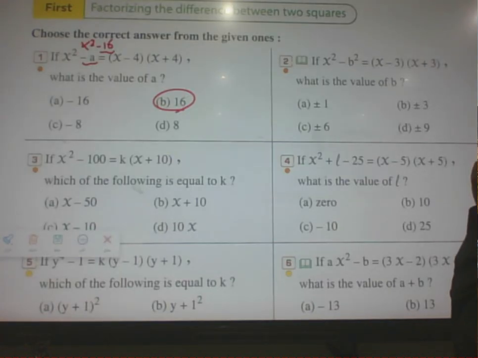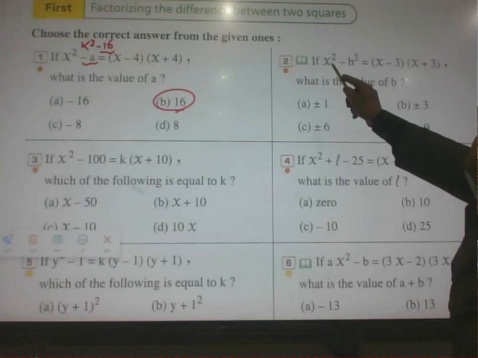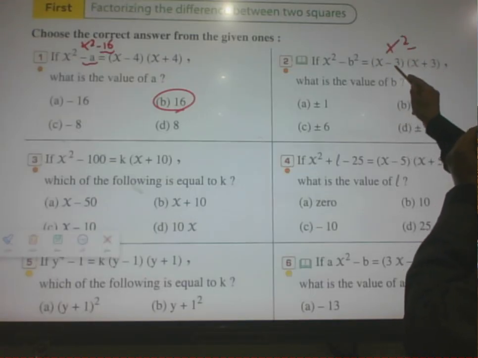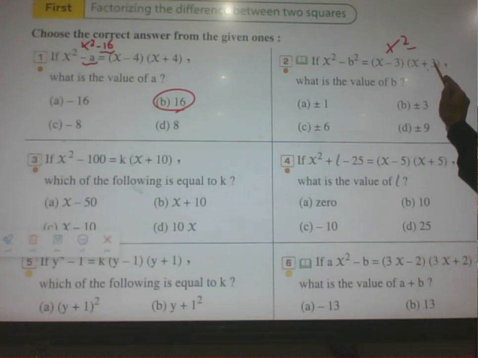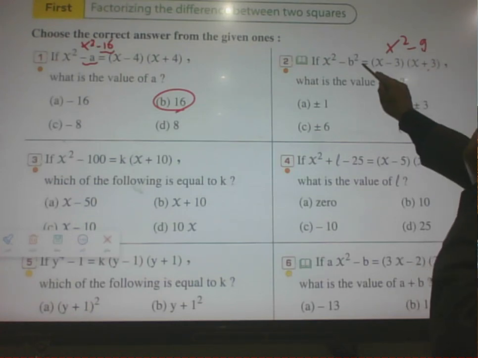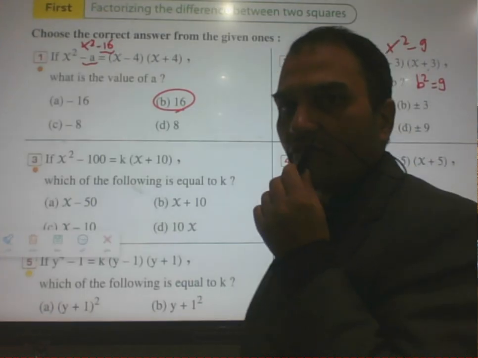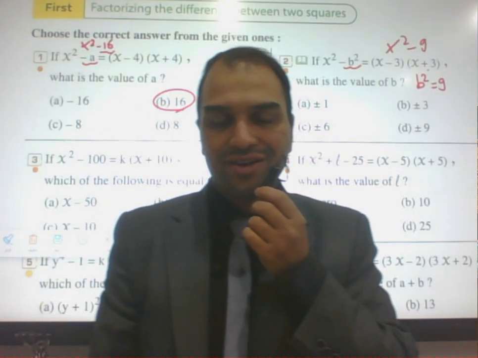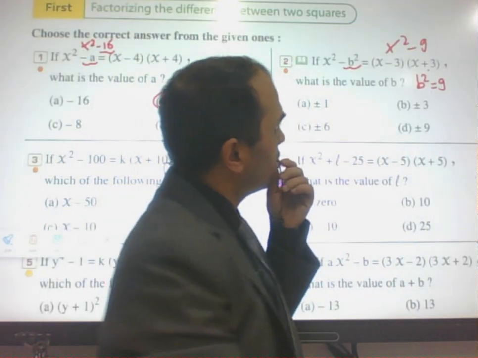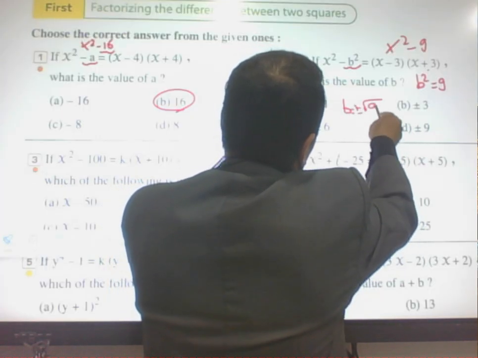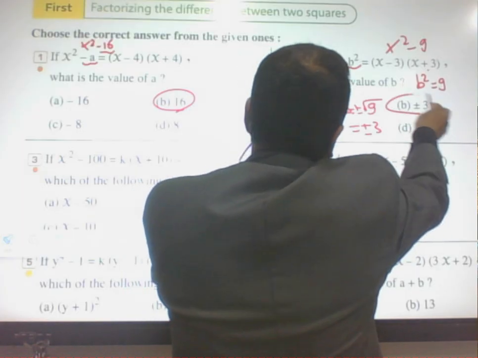If x power 2 subtract b power 2 equals x minus 3 product by x plus 3, what is the value of b? We have the difference between two squares. X power 2 subtract b power 2, x times x is x power 2, and negative 3 times positive 3 will be negative 9. Then b power 2 will be equal to 9. We can write the square root of 9, positive or negative, then the square root of 9 equals positive or negative 3. So b will be positive or negative 3.